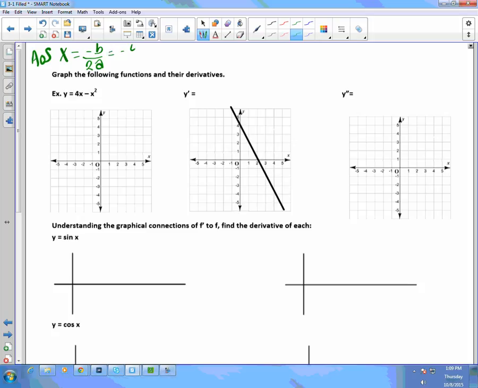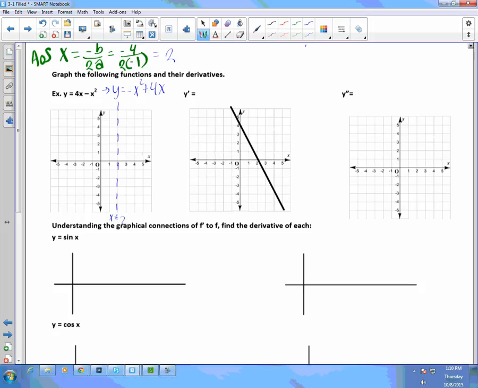So it would be negative 4 over 2 times what was a? It's negative 1. So at the beginning, it would be beneficial to put it in standard form: y equals negative x squared plus 4x. So this makes the a and the b easier to see. So it looks like our axis of symmetry is x equals 2. Remember that is a vertical fold line? So x equals 2.